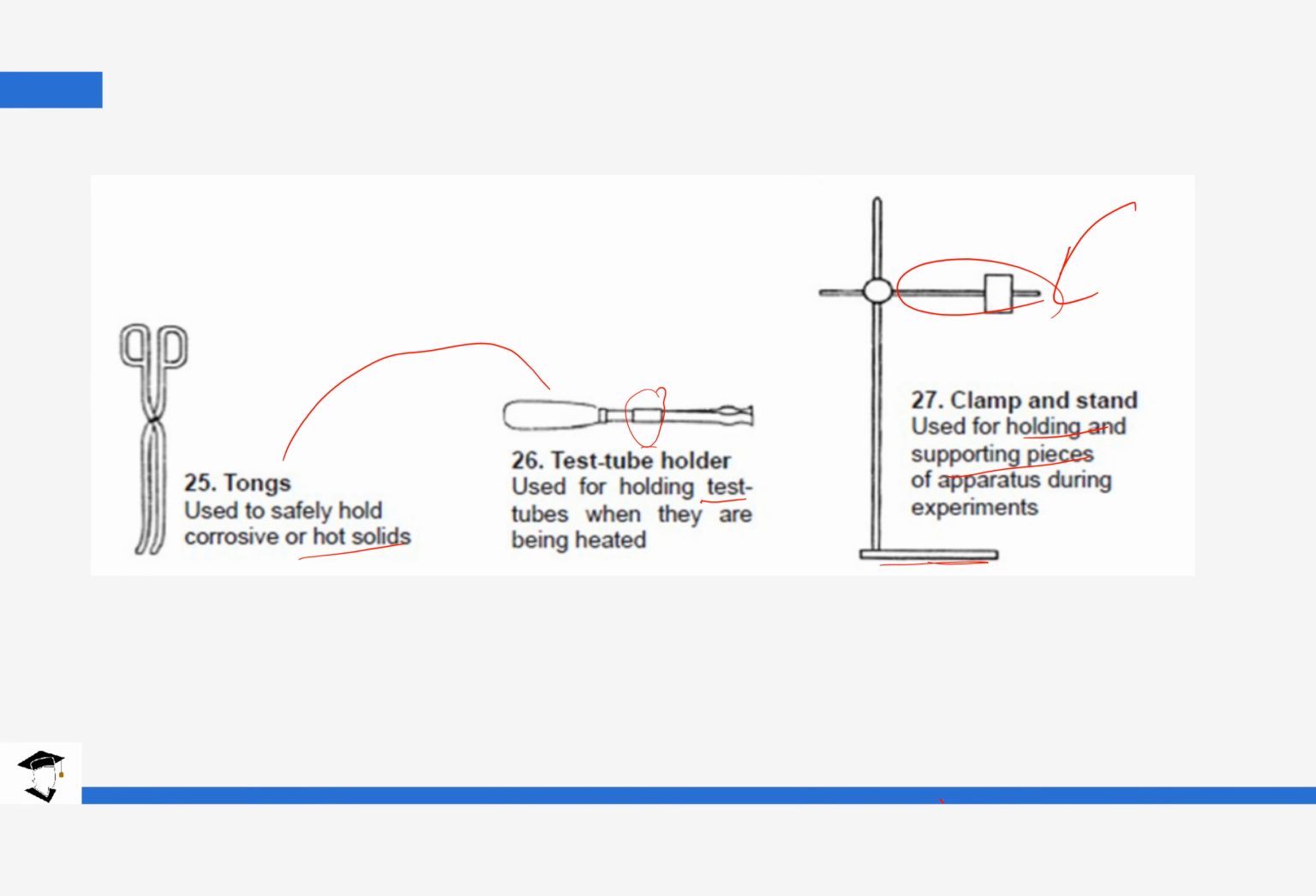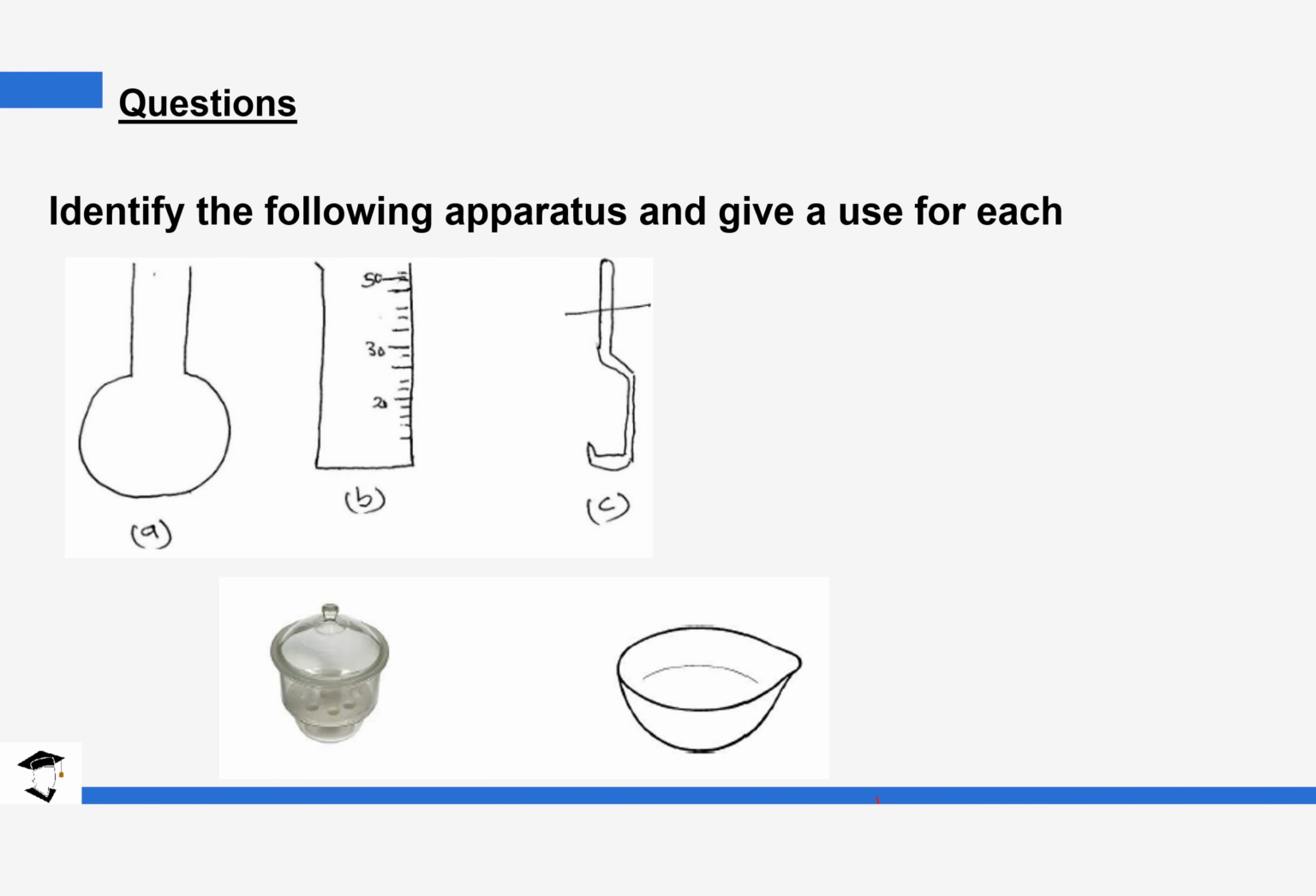So let's look at a question. Identify the following apparatus and give a use for each. So we have the round bottomed flask. We said it is used for heating. The reason why it is used for heating substances is because there's a uniform distribution of heat on the flask.